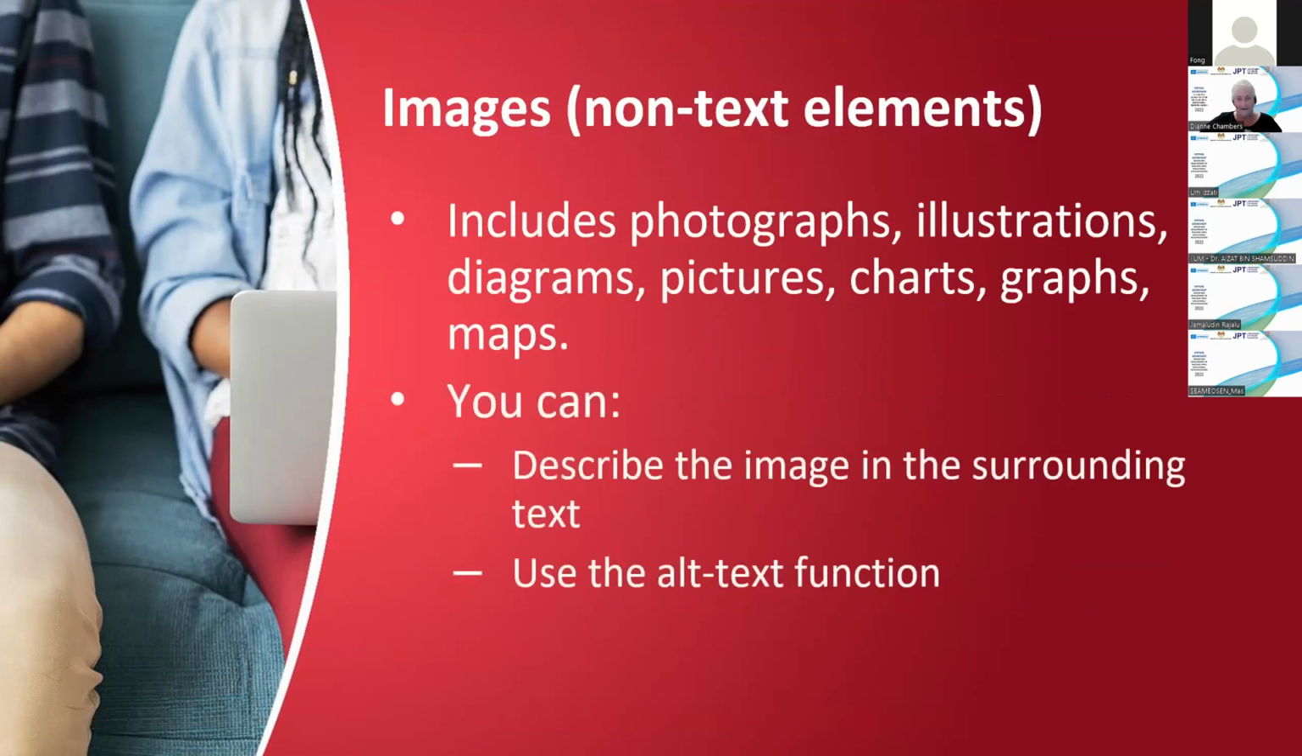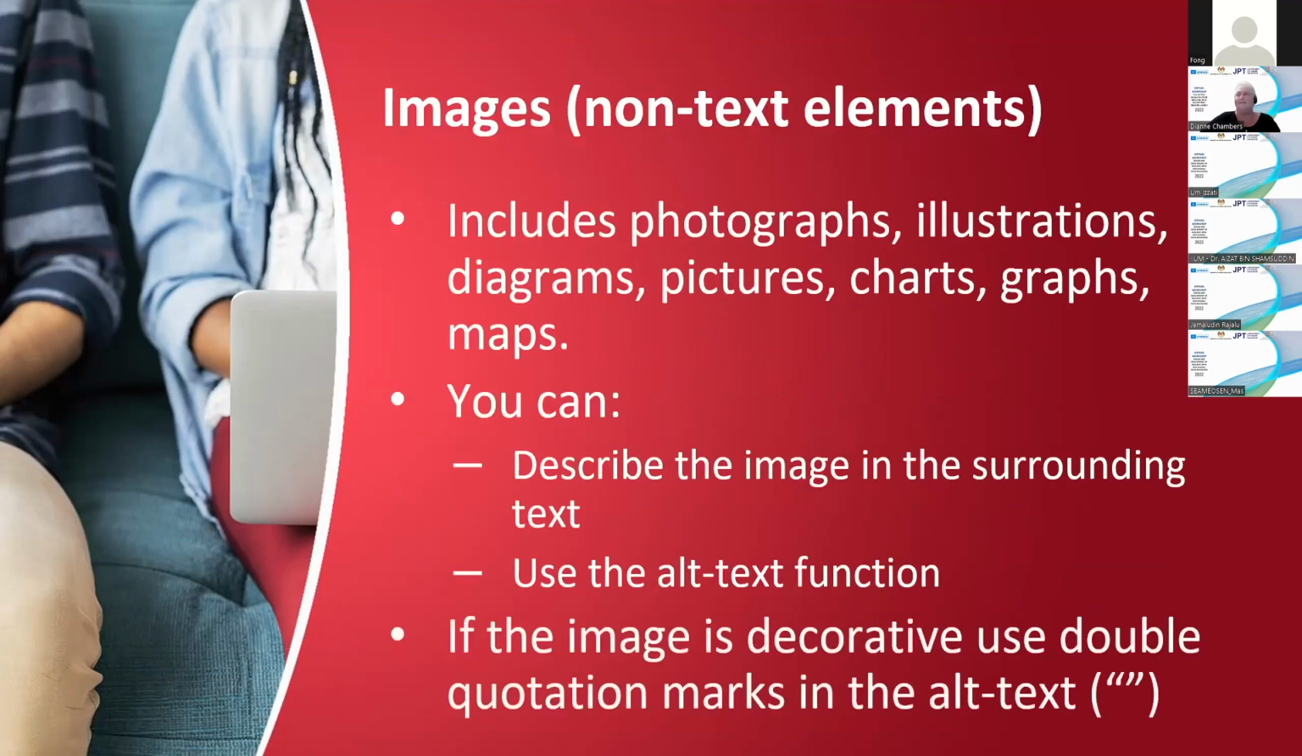When we're using non-text elements, and images are called non-text elements, it can include things like photographs, illustrations, pictures, charts, maps, all sorts of different things that we often put into our presentations to make them visually appealing, but also useful for visual learners. So you can do one of two things. You can describe that image in the text that surrounds it. If you do that, you don't need to put an alternative text in. If you don't, though, you need to use the alt text function.